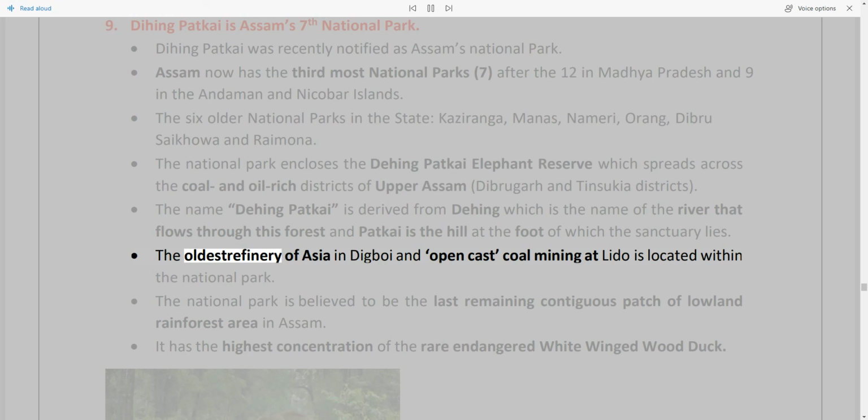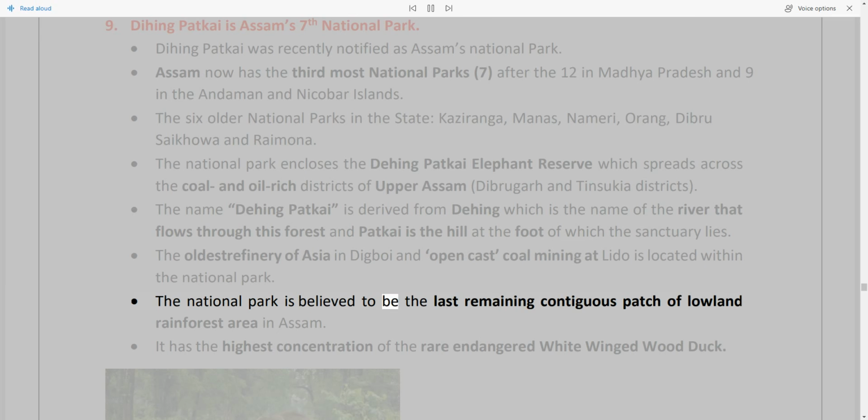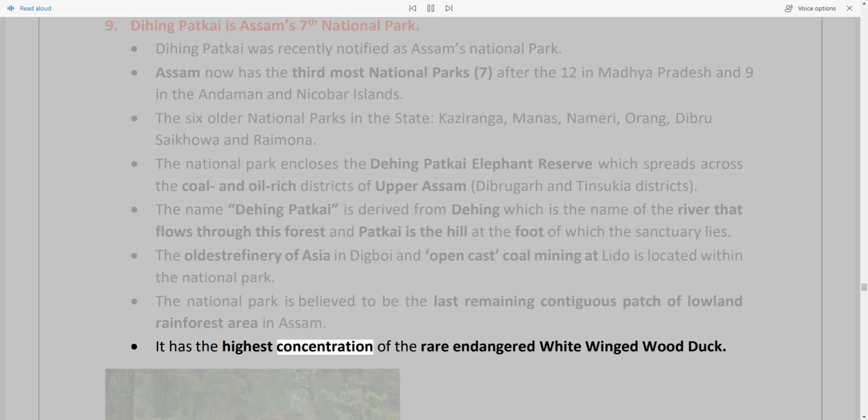The oldest refinery of Asia in Digboy and open-cast coal mining at Ledo is located within the national park. The national park is believed to be the last remaining contiguous patch of lowland rainforest area in Assam. It has the highest concentration of the rare endangered white-winged wood duck.